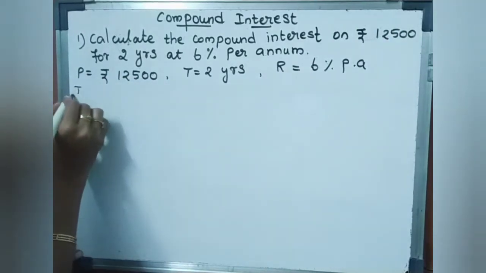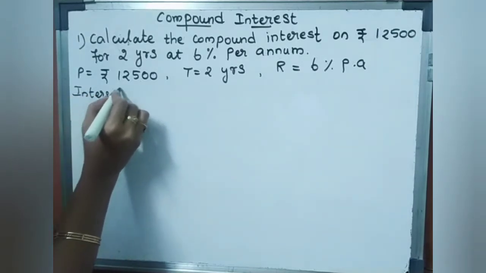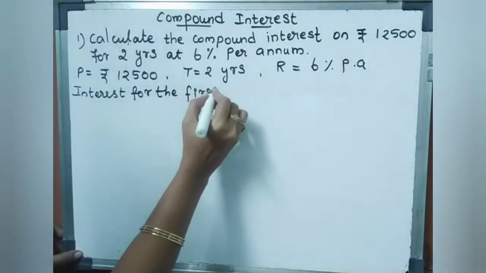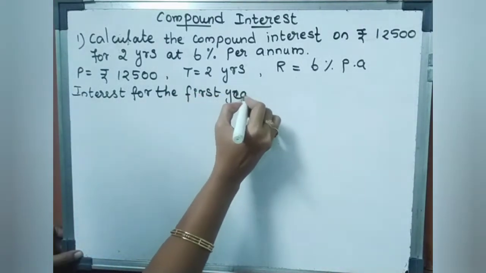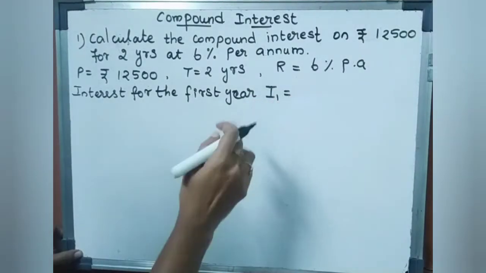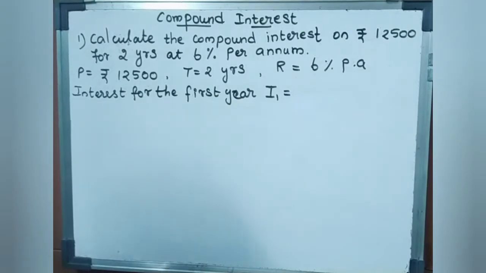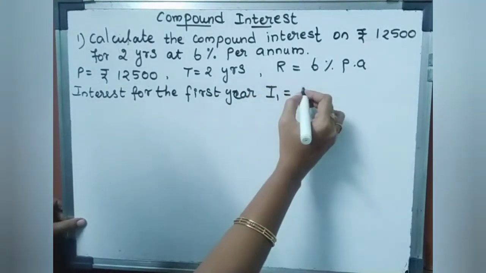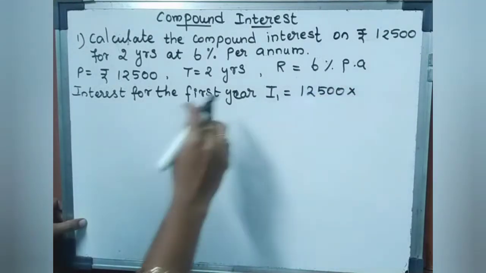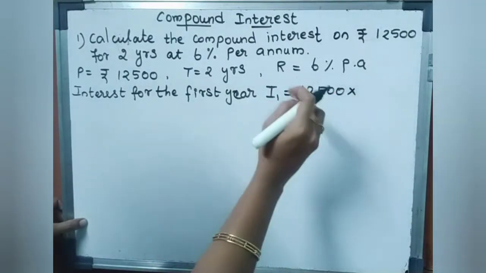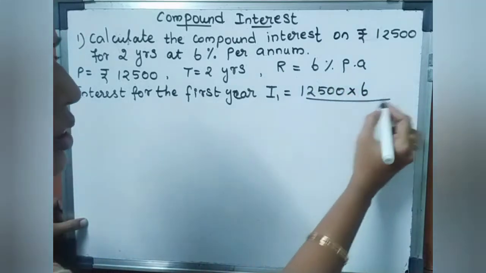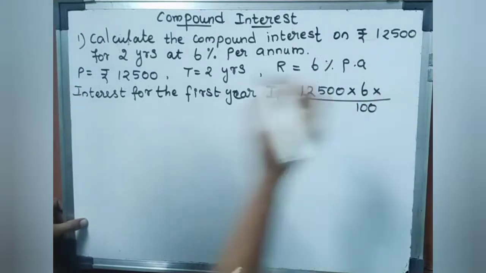So first, interest for the first year is considered as I1. When we are taking I2, we can consider it as interest for the second year. Okay, so I1 is equal to principal. What is the principal here? 12,500, into rate R, P R T. R is the rate of interest. Per year the rate of interest is 6 percent. So 6 by 100, into time.